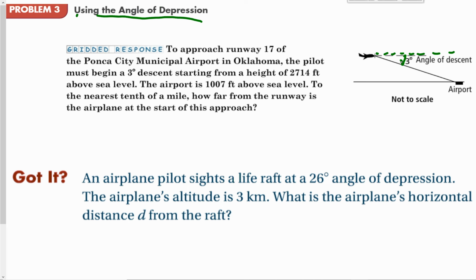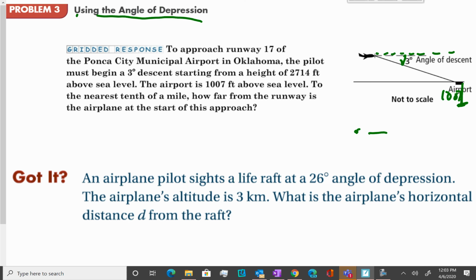And then starting from a height of 2,714 feet above sea level, the airport is 1,007 feet above sea level. So the airport itself is above sea level at 1,007. To the nearest tenth of a mile, how far away from the runway is the airplane at the start of its approach?